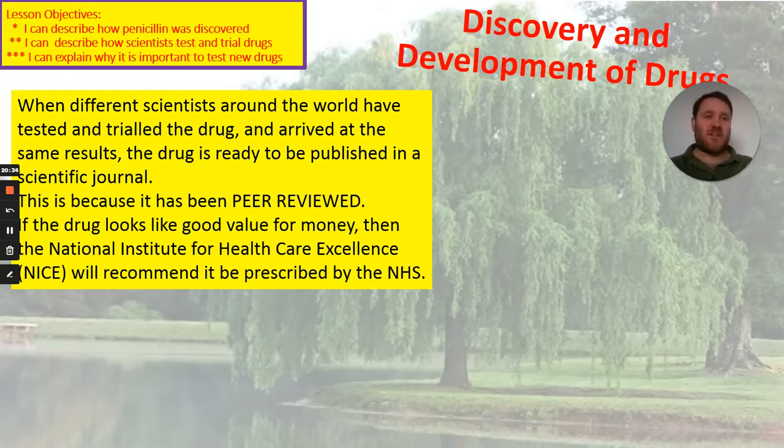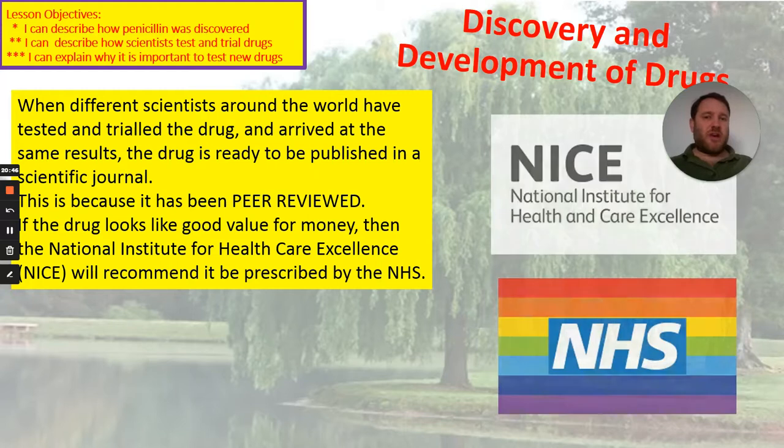Peer reviewed means when other scientists have replicated what you've done and then they've got the same answer. That's the whole idea. Sometimes it doesn't come out with the same answer, but when it does, it can be published. And there's this organisation called NICE, which is the National Institute for Health and Care Excellence. If they like the drug and they think there's a lot of use for it, then they can recommend doctors in the NHS to prescribe it.